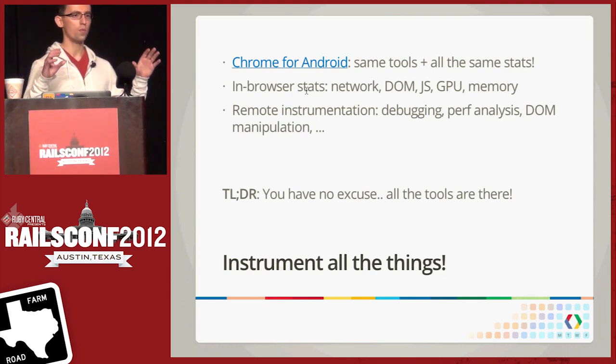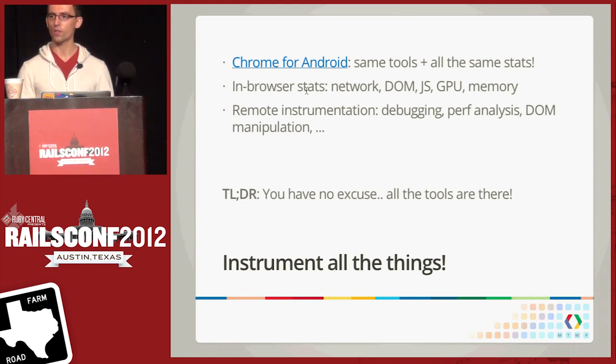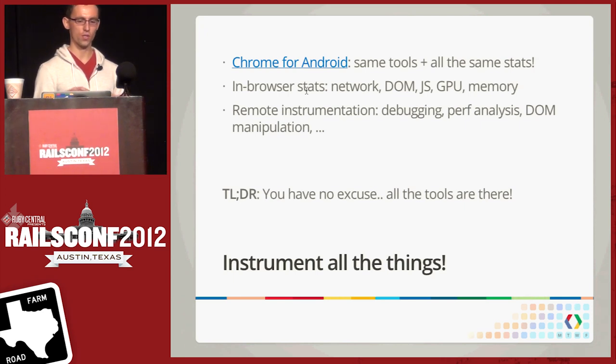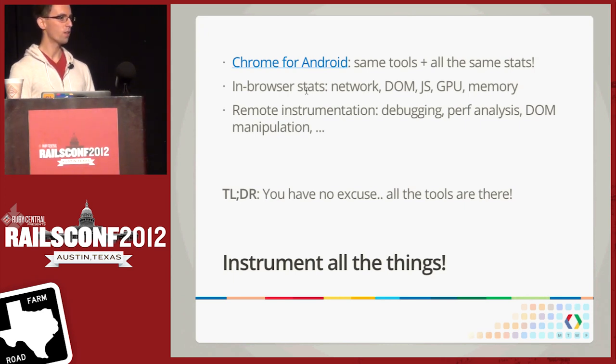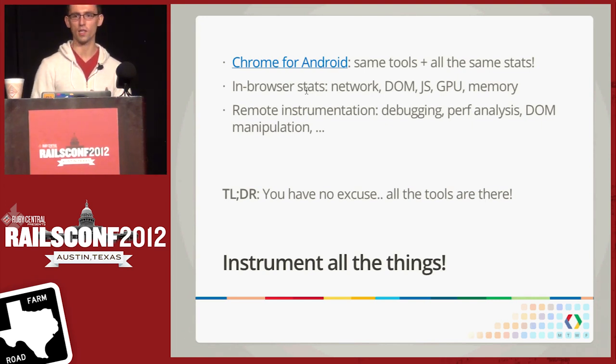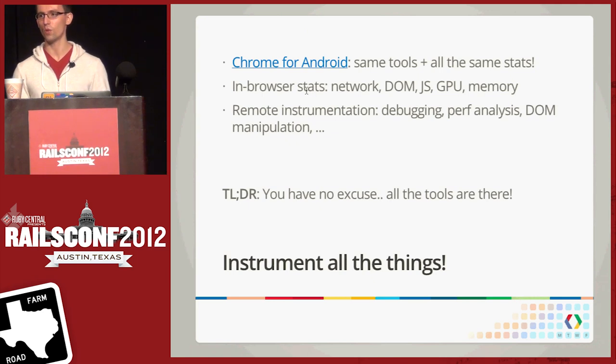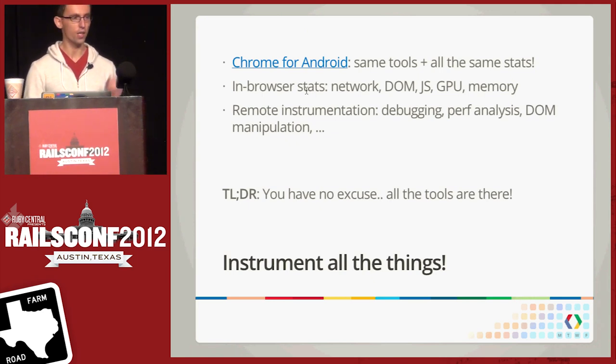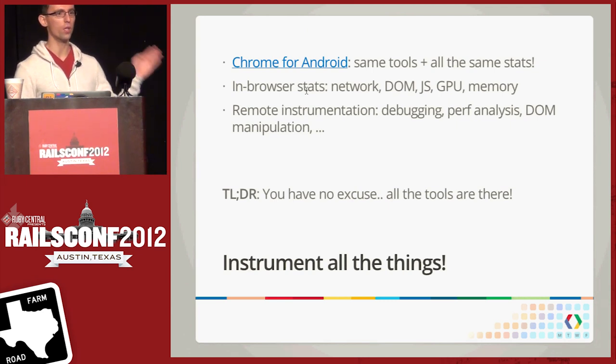So maybe a year ago, if we were having this talk, we could have stood here and lamented the fact that there's no way for us to get at this data, right? There's no navigation timing spec. There is no remote debugging, or the remote debugging is very limited. That's not the case anymore, right? We've moved quite a bit just in the past year. So there's no excuse. The tools are there. Chrome is probably one of the most well-instrumented platforms you've ever developed for.